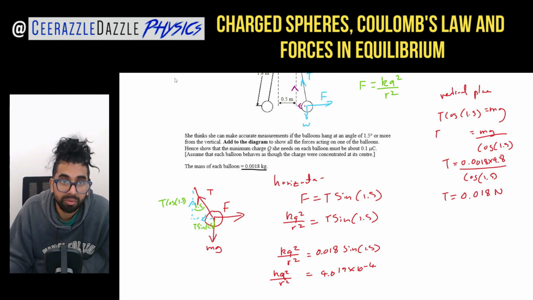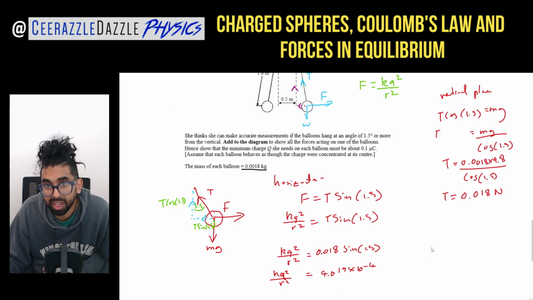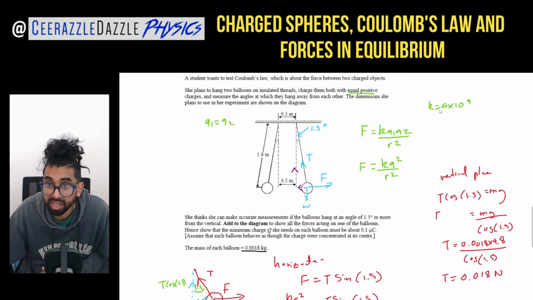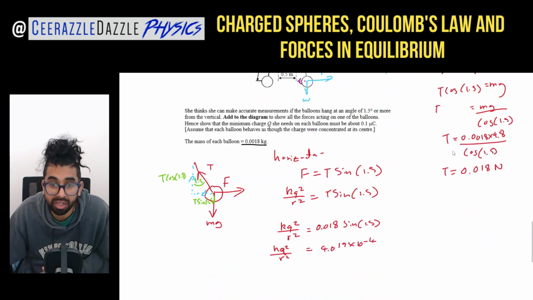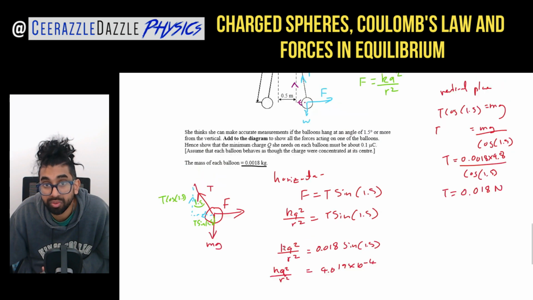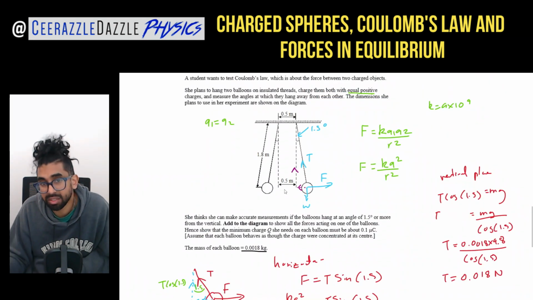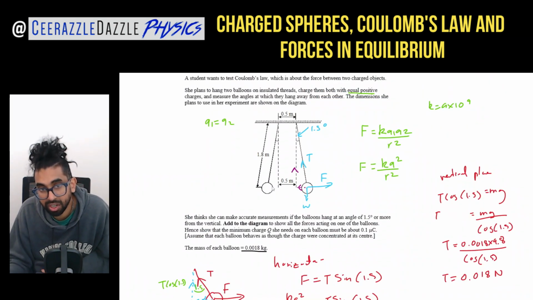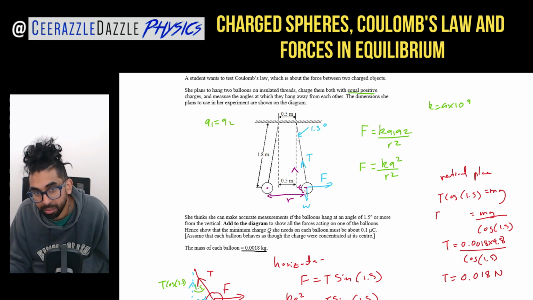Now, you might be thinking, hang on a minute, surely we could just rearrange it now. Don't forget, K is given to us in the question. K is 9 times 10 to the power of 9. But we don't have R, so we've got to find out R. In this problem, on purpose, they made it challenging. R is the distance between the center of the sphere and this one over here. So this is the value of R, from there to there.